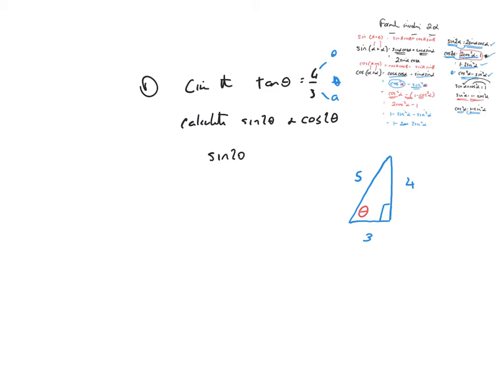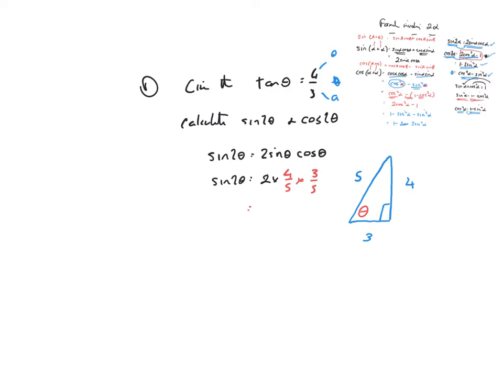Okay, so what I can then do is that then opens up my ability to find other trig relationships. So sine 2 theta is equal to 2 sine theta cos theta. So sine 2 theta is equal to 2 lots of sine theta. Well, sine theta then, this theta is going to be opposite over hypotenuse, that's 4 over 5, multiplied by cos theta, which is going to be the adjacent over the hypotenuse, 3 over 5.